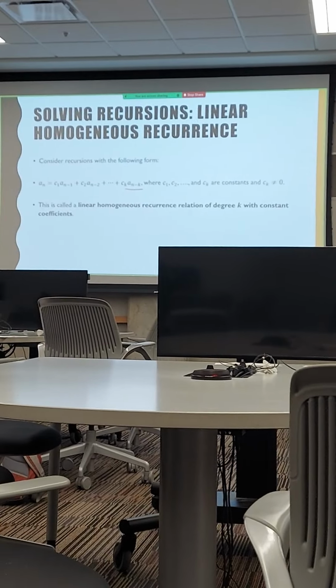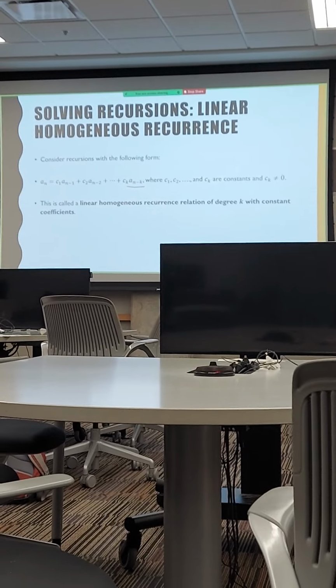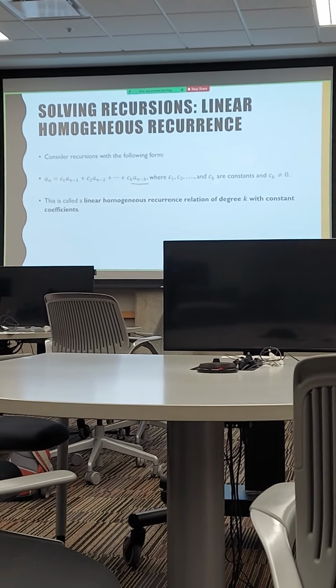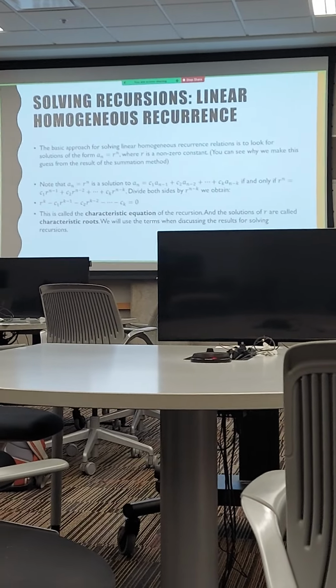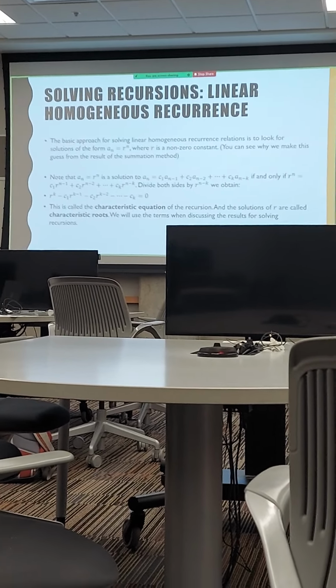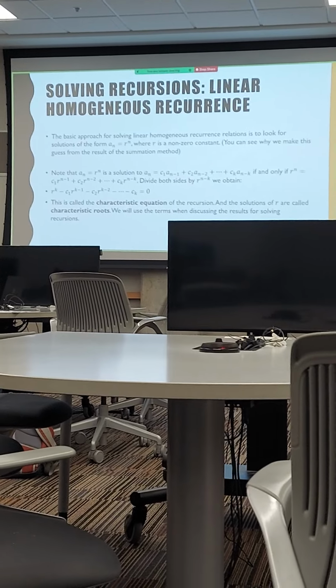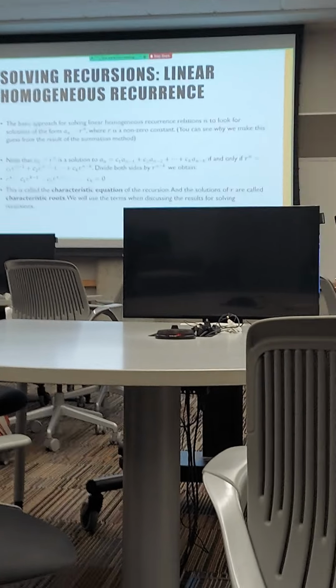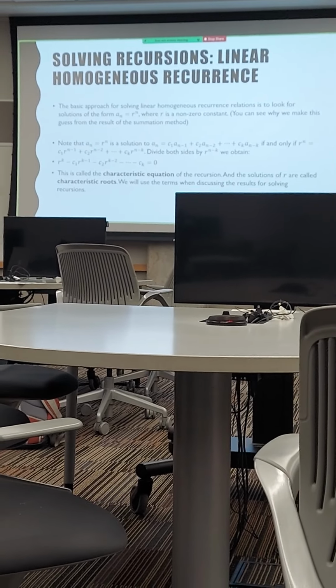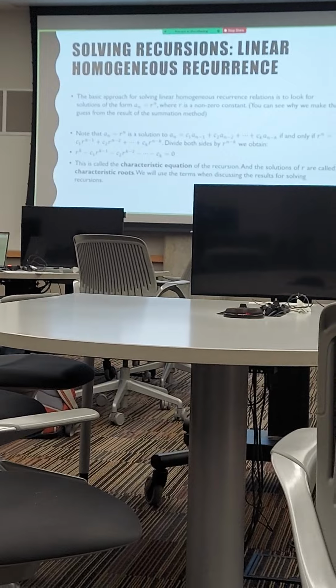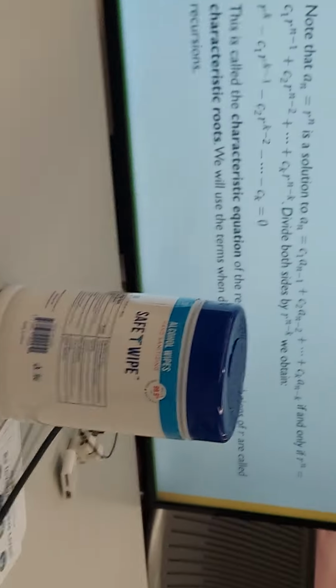To solve this kind of recursion and get a_n in closed form, we start with the assumption that a_n equals r to the power n. This is a very general form we can assume, and we plug it into the original recurrence. Then we have the new recurrence, r^n equals c_1 r^{n-1} plus c_2 r^{n-2}. This is an assumption, so we have to verify that later.